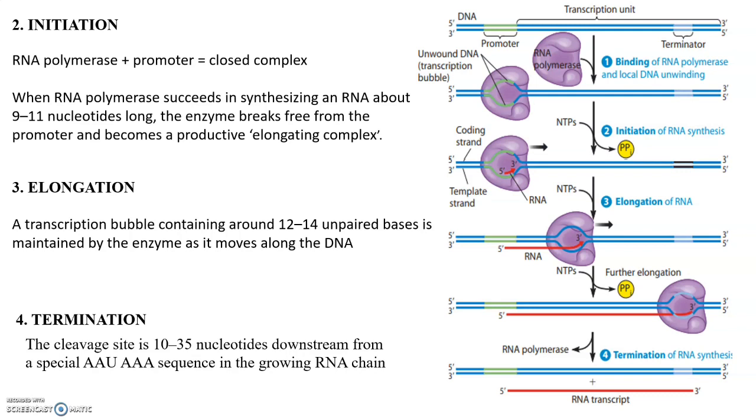After transcribing a complete set of genes, the enzyme must stop transcription at the proper position and release the completed transcript unit. By an assortment of signals, this termination can be done. The cleavage site is around 10 to 35 nucleotides downstream from the special AAUAAA sequence in the growing RNA chain.